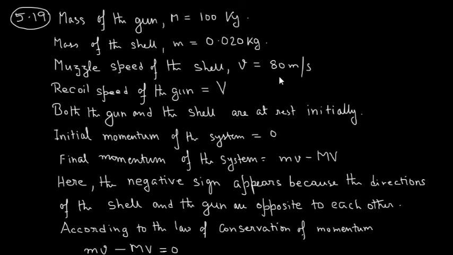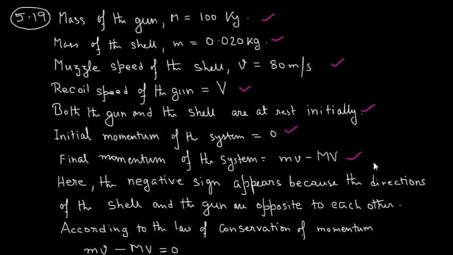Mass of the gun, capital M, is equal to 100 kg. Mass of the shell, small m, is equal to 0.020 kg. Muzzle speed of the shell, small v, is equal to 80 meter per second. Recoil speed of the gun is capital V. Both the gun and shell are at rest initially. Initial momentum of the system is equal to 0. Final momentum of the system is equal to small m small v minus capital M capital V.